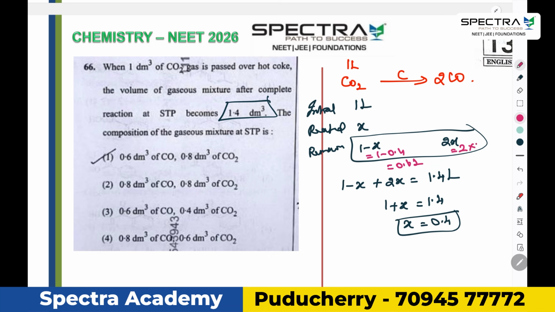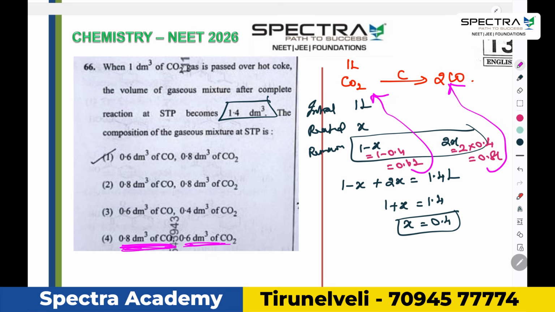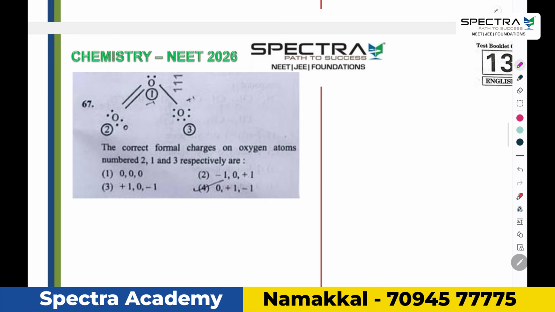And this is 2 into 0.4. The answer is 0.8 liter. So you have to check for 0.8 liter of CO and 0.6 liter of CO2. So the correct answer for this question is option 4.